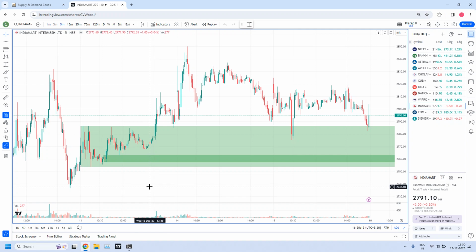I will verify the structure and keep on minimizing the risk. And most of the times, the prices are reaching our fine-tuned area. See, today we got 4 entries. In all these 4 entries, prices entered into the fine-tuned area.